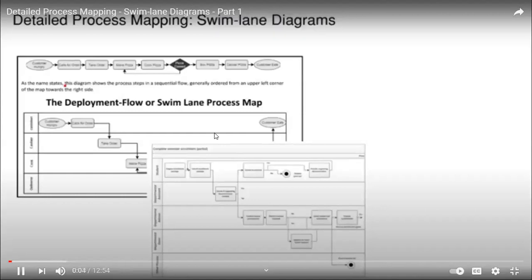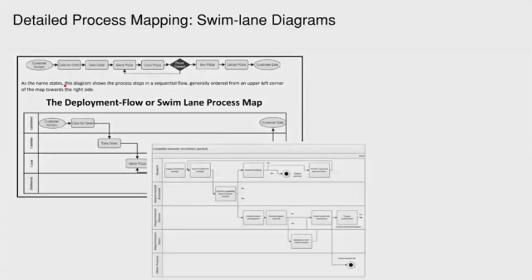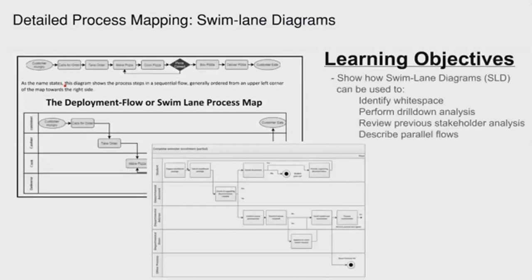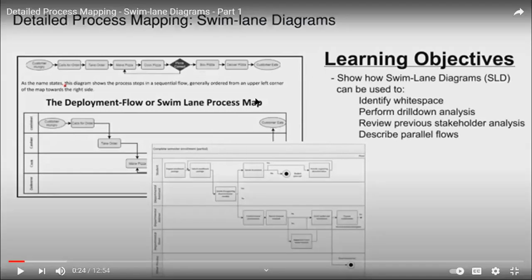Mapping techniques. In particular, we'll look at swim lane diagrams. The learning objectives are going to be to show some of the benefits of using a swim lane diagram for process improvement, including how the swim lane diagram can be used to help you analyze white space. Now by white space, we mean the redundancies, the inefficiencies that we had discussed in the purposes of the swim lane diagram, where one of the purposes is identifying the redundancies.